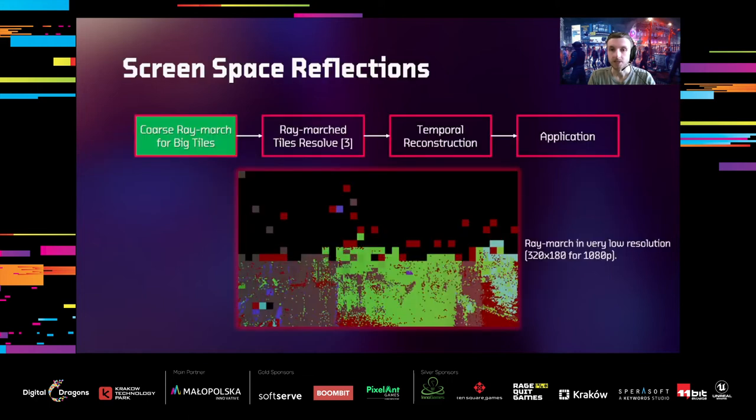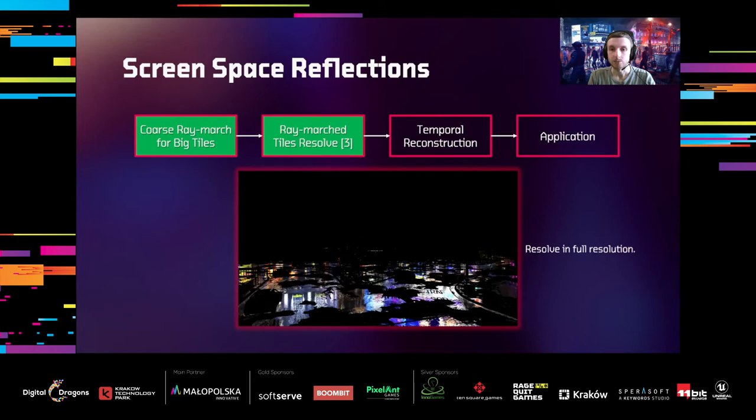A few details about the screen space reflection process. The system runs in multiple stages: coarse ray merge for so-called big tiles, ray merge tiles resolve, and temporal reconstruction and application stages. The coarse ray merge stage performs a ray merge of so-called big tiles in extremely low resolution, 1x6 in each dimension. The goal of this pass is to identify which big tiles potentially have correct hits at pixel level and compute parameters for the following resolve pass. Next, the big tiles which have hits are used to resolve ray merge results at pixel level. Here, a simple ray versus plane intersection test runs based on the pre-computed parameters. After this pass, the first raw output buffer is available.